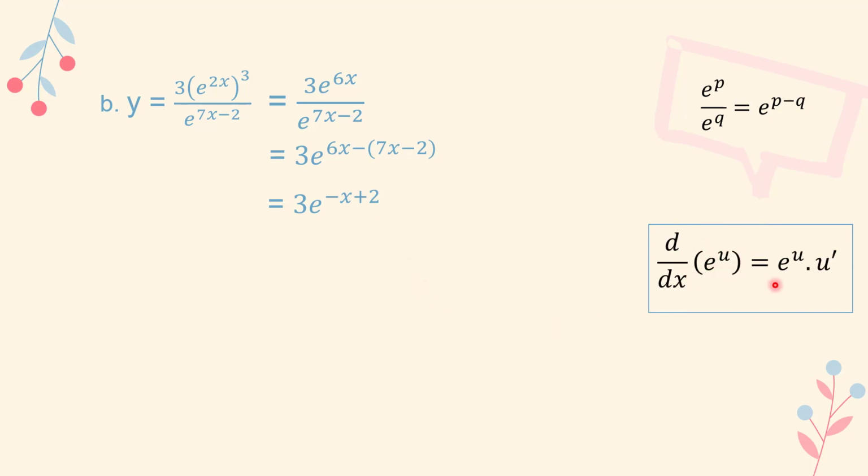Now we have e to the power of u, whose derivative will be e to the power of u multiplied by u prime. So here, dy/dx becomes 3 multiplied by e to the power of minus x plus 2. This is the e to the u, and it is multiplied by minus 1, which is the u prime, the derivative of minus x. So dy/dx becomes minus 3 times e to the power of minus x plus 2.